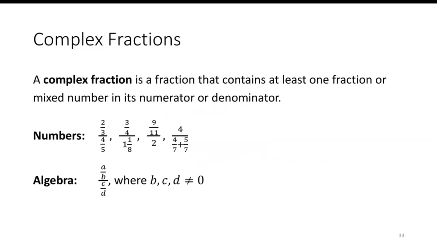A complex fraction is a fraction that contains at least one fraction or mixed number in its numerator or denominator. So something like 2/3 over 4/5 is an example of a complex fraction. 3/4 over 1 1/8, 9/11 over 2, 4 over 4/7 plus 5/7, and so on.